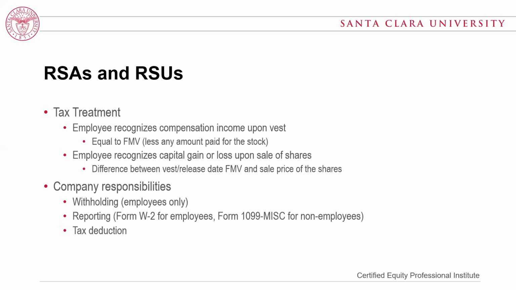So the employee recognizes compensation income at the vesting date equal to the full fair market value on that date for restricted stock? Yes, usually. However, any amount the employee has paid for the stock is subtracted from that amount. For example, if the employee pays par value on an RSA, that's subtracted from the taxable amount.